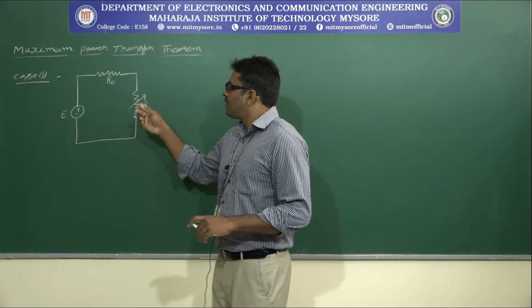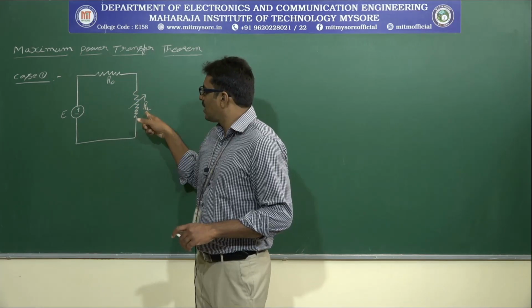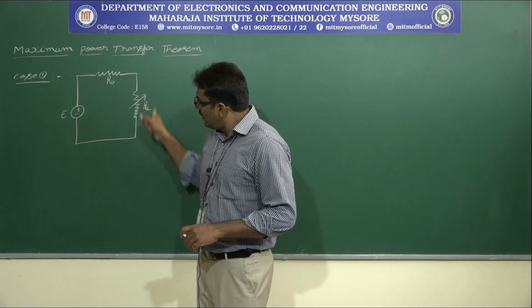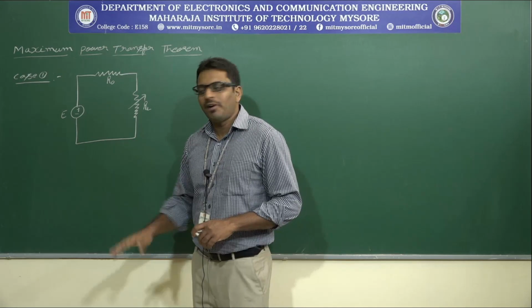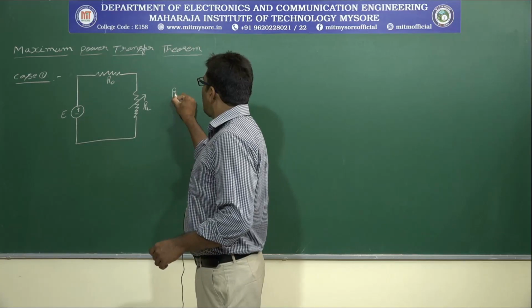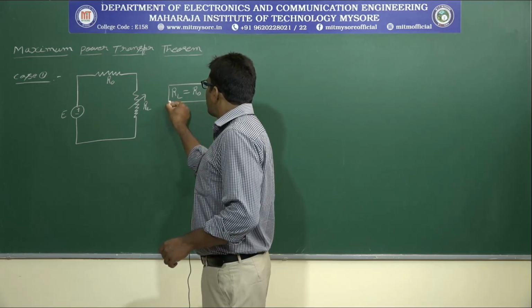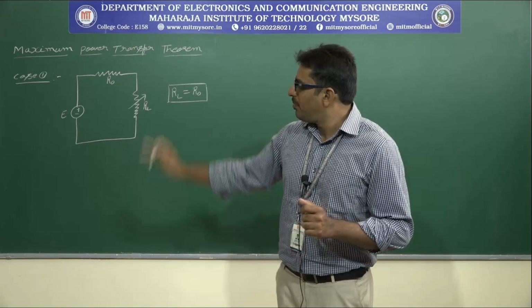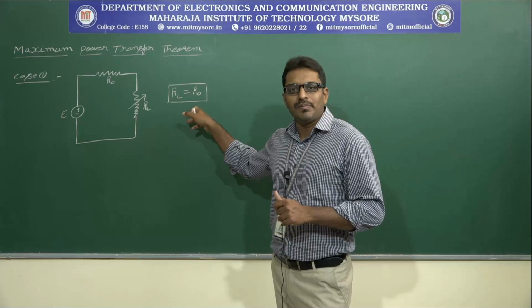So this type of circuit consists of a DC source with internal resistance R0 connected across variable load resistance RL. In this type of circuit, we can transfer maximum power from source to load only when RL is equal to R0. In this particular condition, we can transfer maximum power from source to load. Anyhow, we are going to prove this relation one by one.